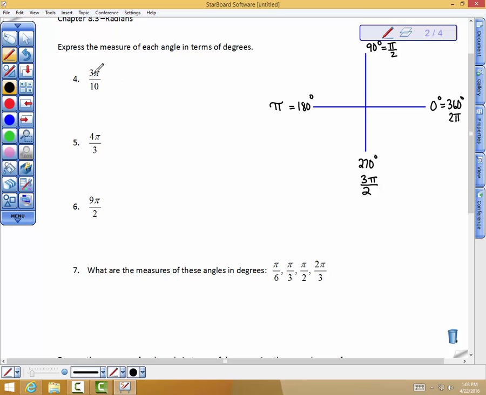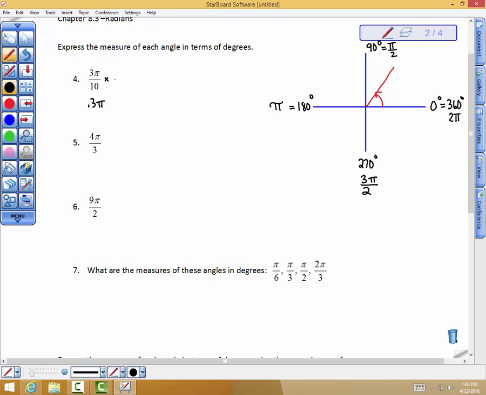So when I'm speaking about 3 pi over 10, and I want to convert that into degrees, this is only 3/10, or 0.3 of pi. Here's pi, 180 degrees. So 3/10 of that is going to be something about right there. It's going to be an angle about that large. Let's go and figure out what it is.